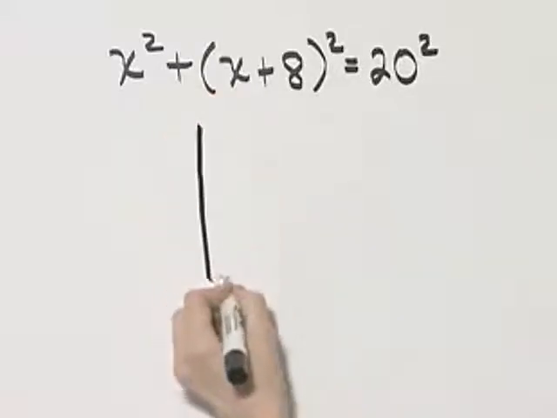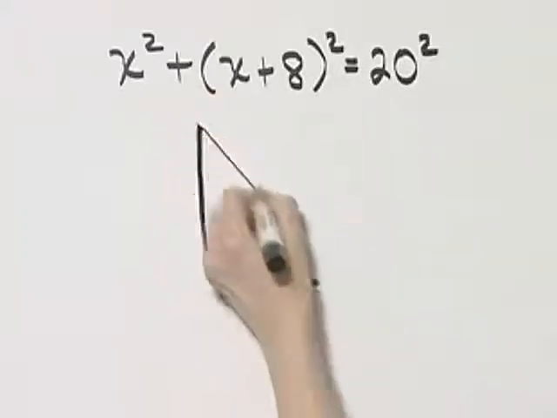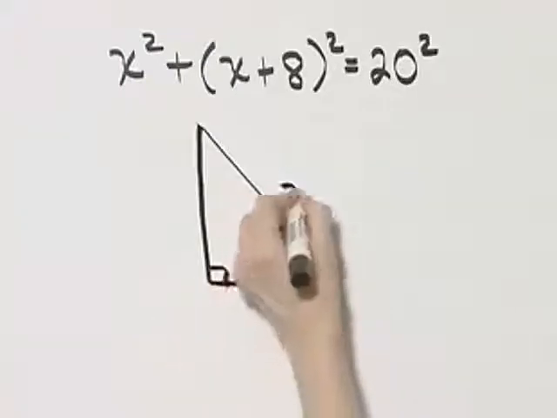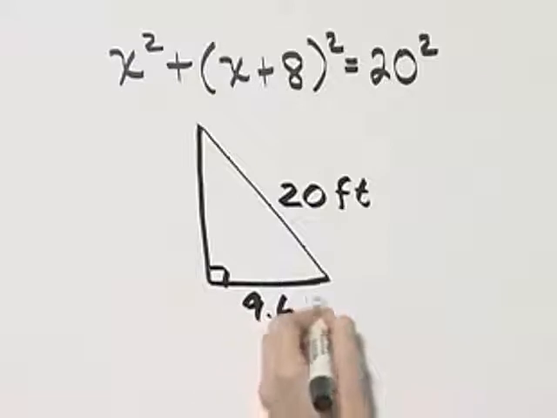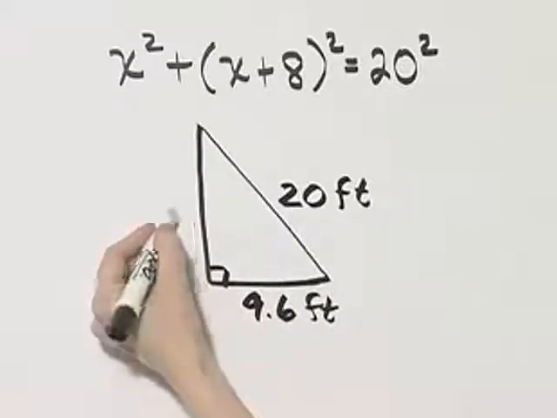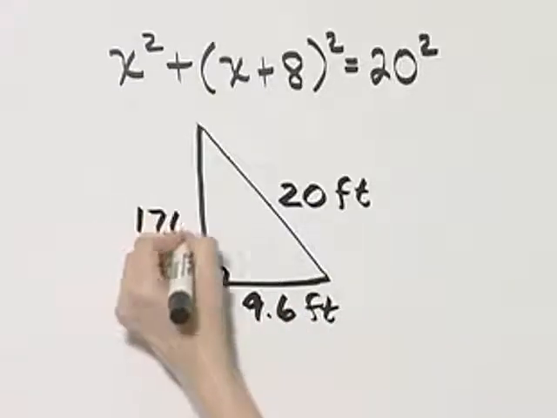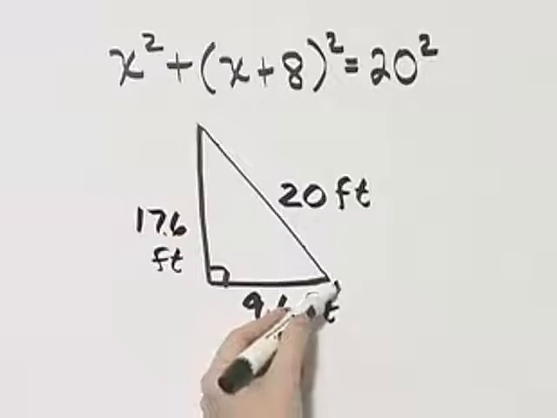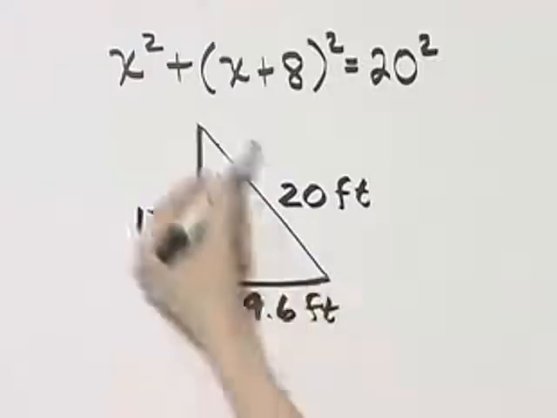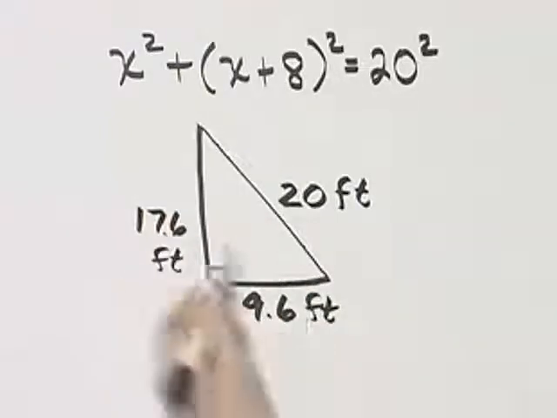So look what we have. Now I'll hand draw my right triangle. This is 20 feet. This is 9.6 feet. This is 8 feet longer, so this is 17.6 feet. We want to know how much walking distance we save by walking along the diagonal. So let's see by adding these two.